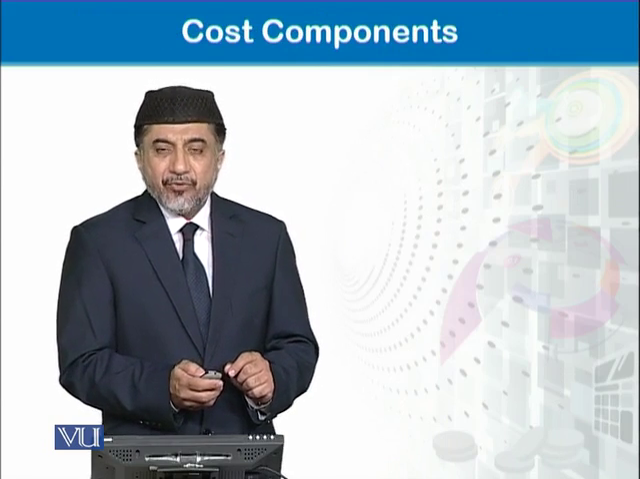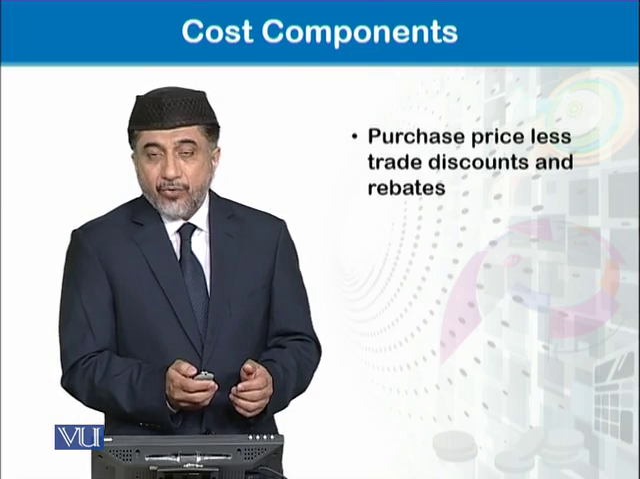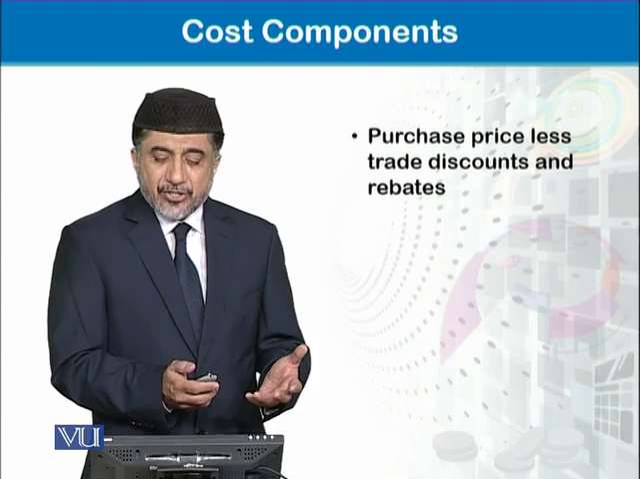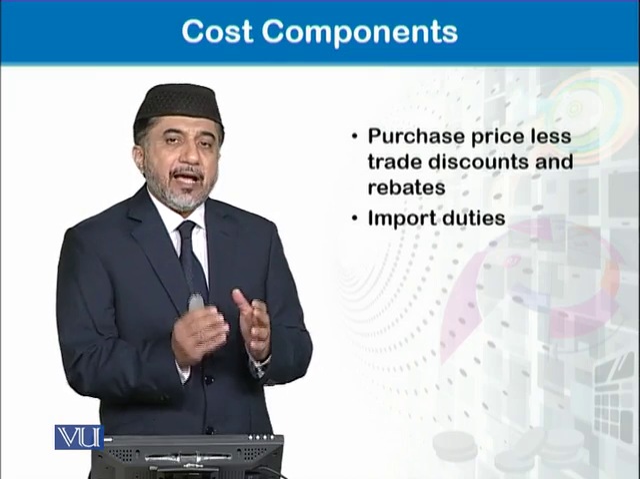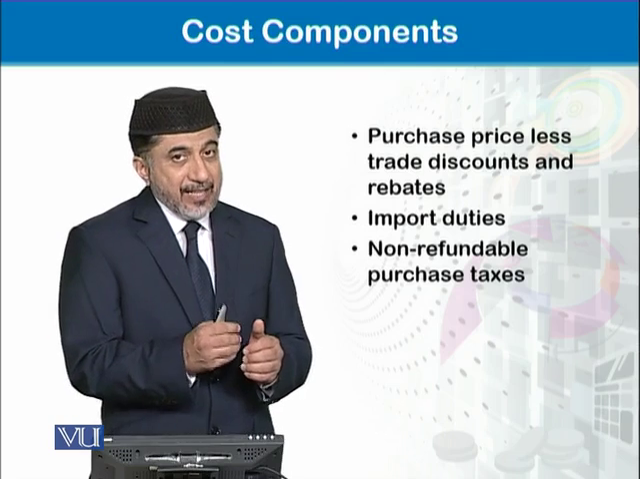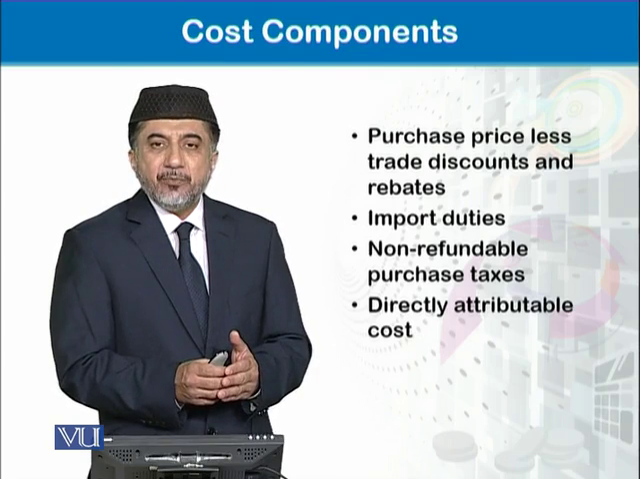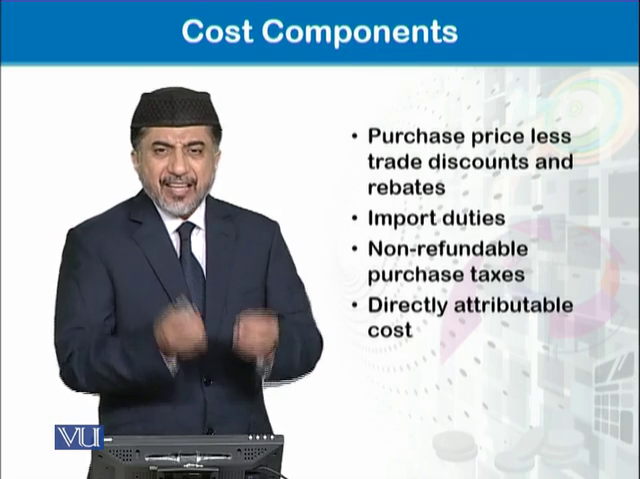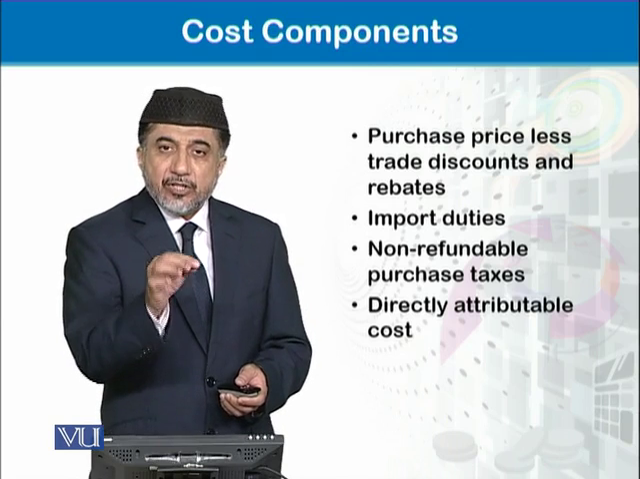Cost concept. What components are included in the cost of a fixed asset? Purchase price less discounts or rebates. This is the first component. Then we add import duties. Then non-refundable taxes that we pay at the time of purchase of the asset, and directly attributable cost. This directly attributable cost includes any cost that is incurred to bring the asset into its working condition.